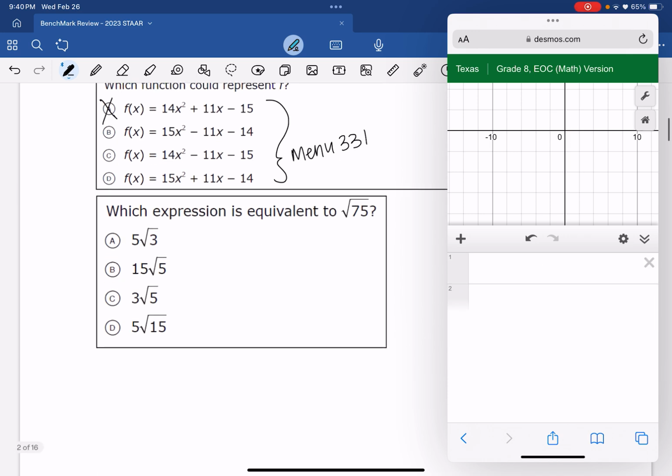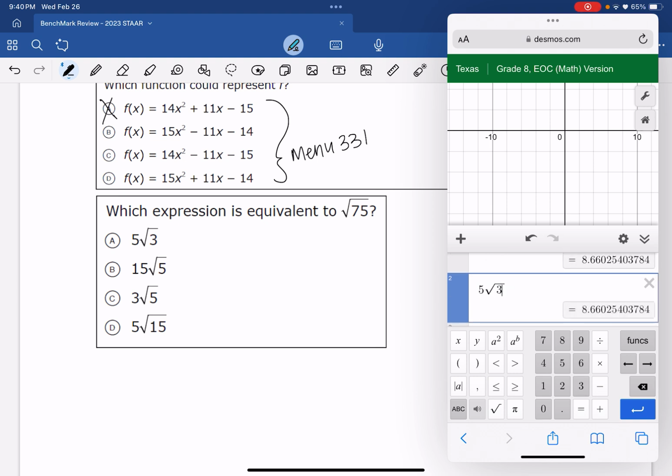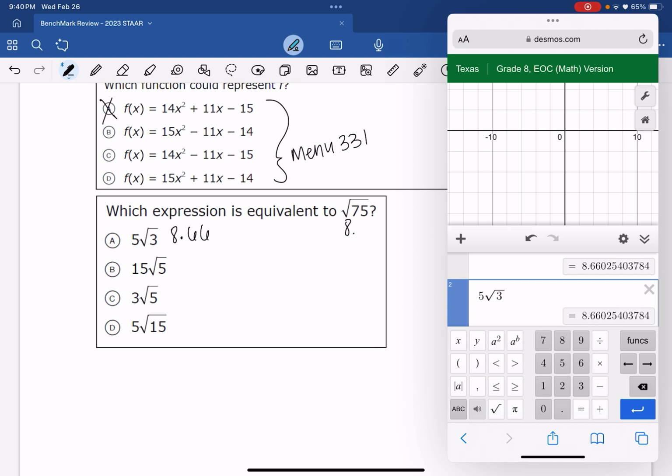Okay, this one, again, you use your calculator and then you just match. So I have the square root of 75 is 8.66, and I just go through. Oh, and it's your first one, right? You're just matching the decimals. So these are both 8.66, right? And so I'm just matching. Easy calculator trick for you.